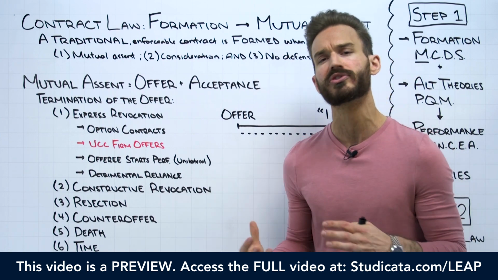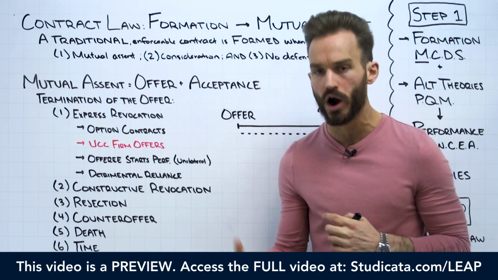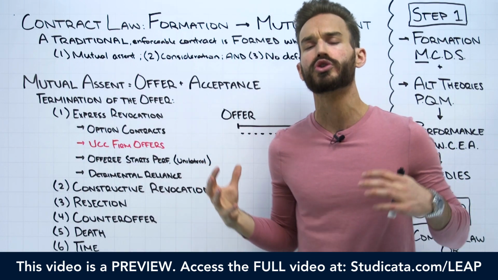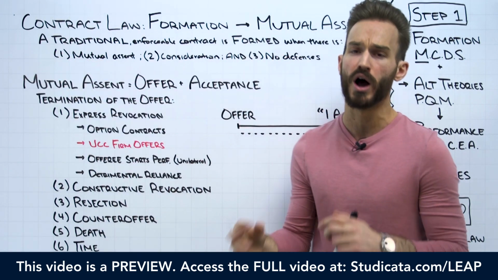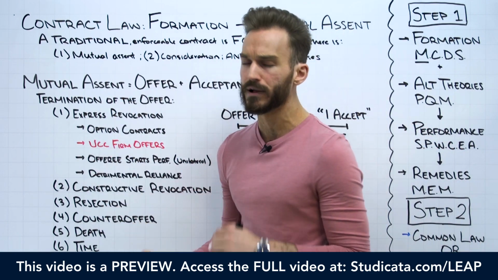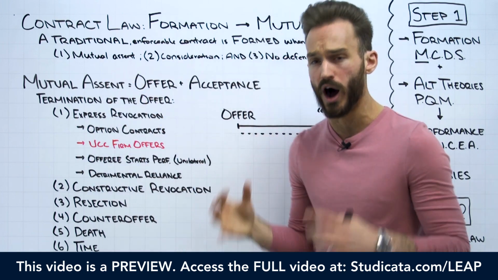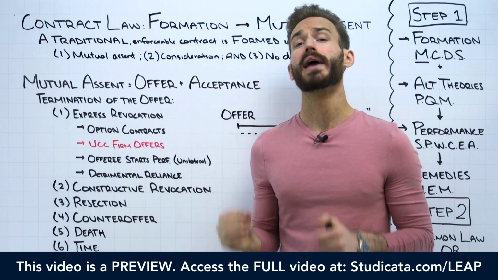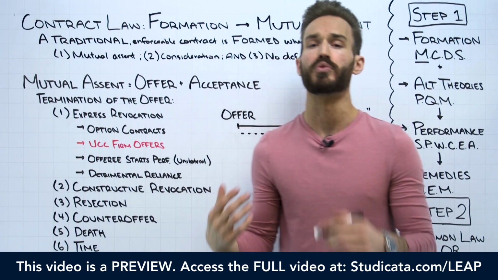Remember, we said mutual assent is just this idea that we need a meeting of the minds between the parties, this idea that there has to be a mutual understanding or mutual agreement between the parties in order to form a traditional enforceable contract. Well, how do we make that determination on a contract law fact pattern? Remember, we said that we're going to need the formation of a valid offer and a valid acceptance of that offer. Once we have an offer and acceptance, we say we have mutual assent between the parties.